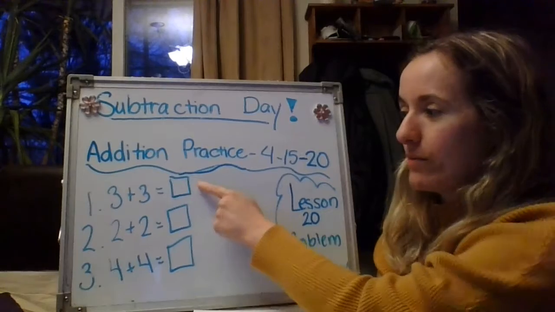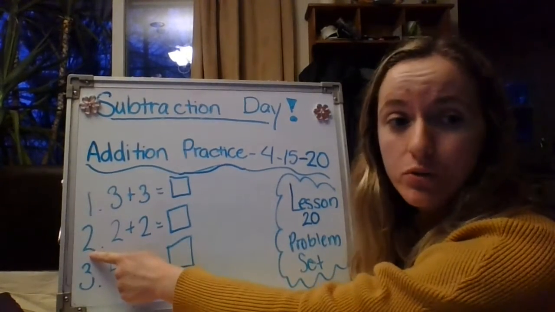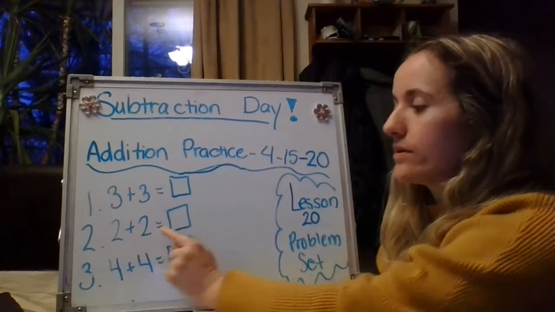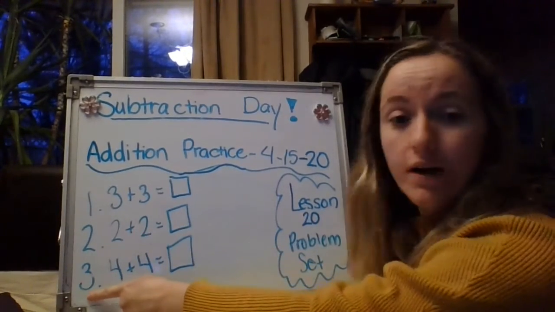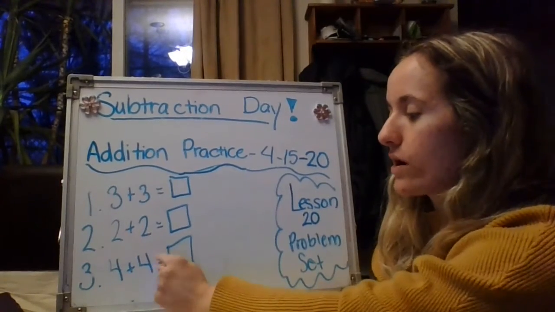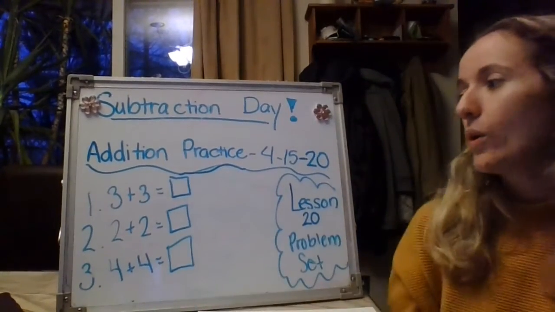When you're done setting up problem number 1, hop down to problem number 2. You will write 2 dot 2 plus 2 equals, and our box. Then you can hop down to problem number 3. 3 dot 4 plus 4 equals the box.